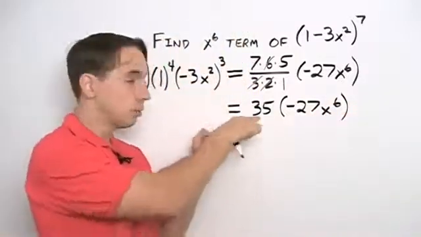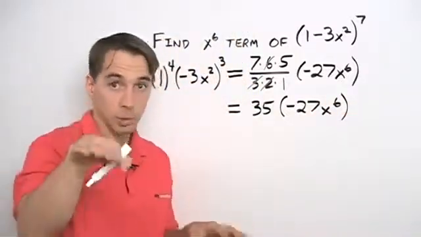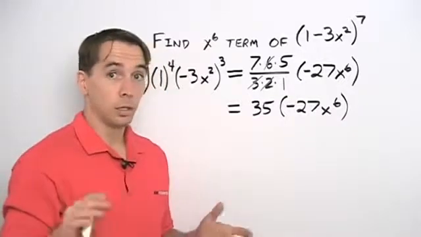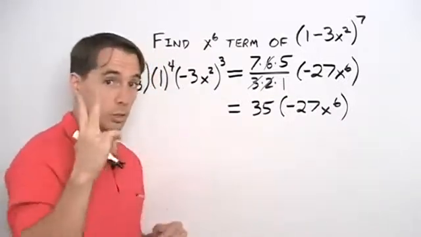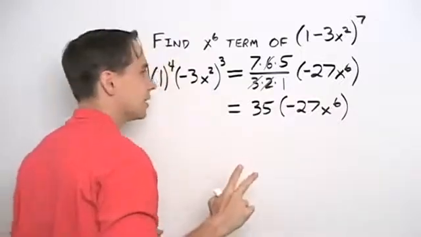All right, do it in your head. It's 35 times negative 27. In your head, put the pencil down. You got it? All right, I'm going to show you how I do it. I'm going to show you 2 different ways to do it, and we'll see if we get the same answer.